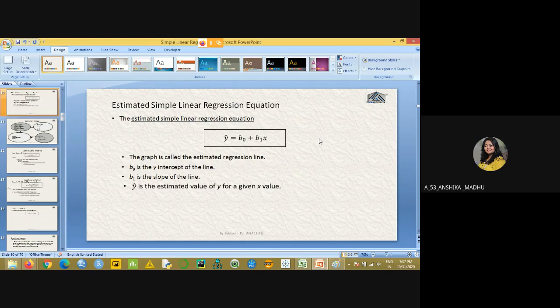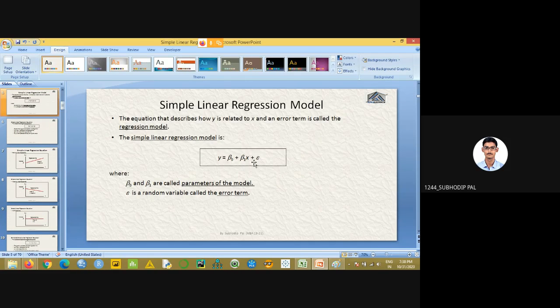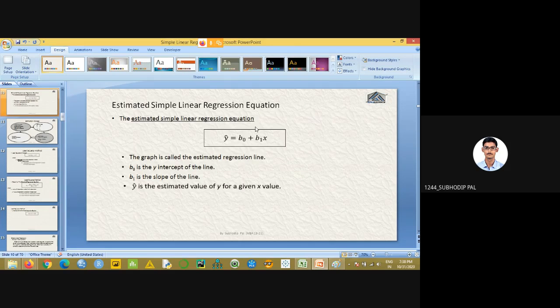Can you explain this once again? Whenever we are representing the regression model, we will be using beta, and whenever we are representing the regression equation, instead of beta we will be using small b. The concept is the same. b naught is the intercept and b1 is the slope of the line.